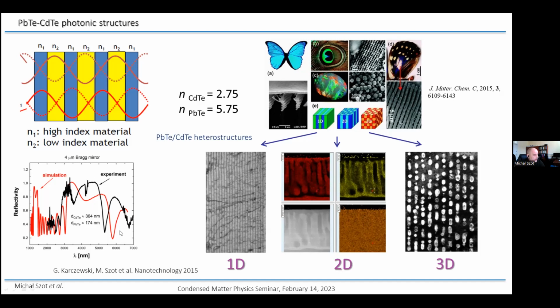Here we have an example of the reflectivity spectra obtained for the simplest photonic structure, I mean the Bragg mirror. We see a very nice stop band, which is obtained for the sample, which contains only 5 repetitions of lead telluride, cadmium telluride layers.